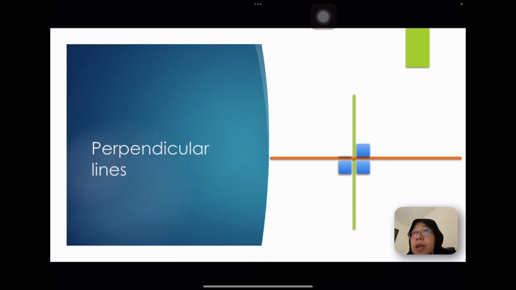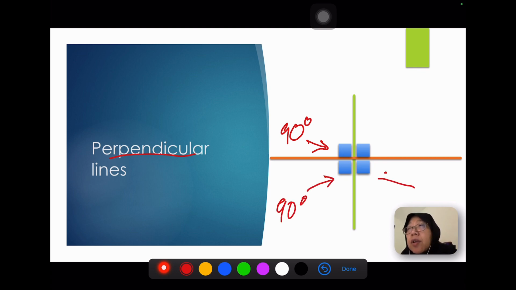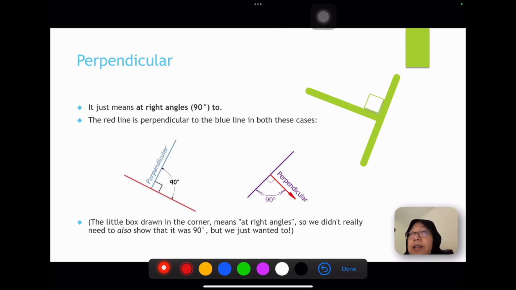Okay, so we're done with parallel lines. Let's look at perpendicular lines. As you can see from the animation here, perpendicular lines is where you can see 90 degrees, 90 degrees over here, 90 degrees over here, 90 degrees over here, and 90 degrees over here as well. Right, so these are some examples of perpendicular lines.